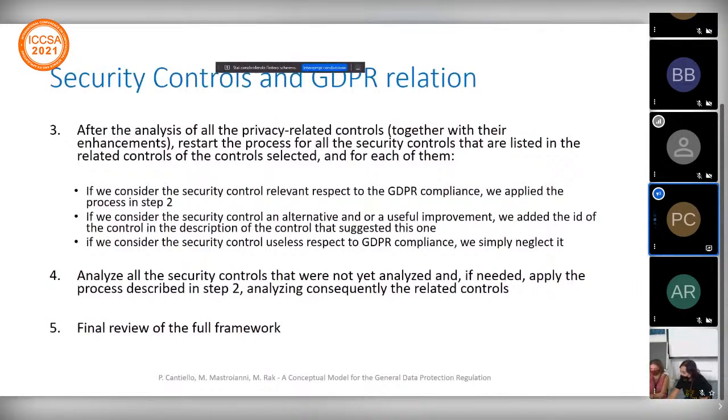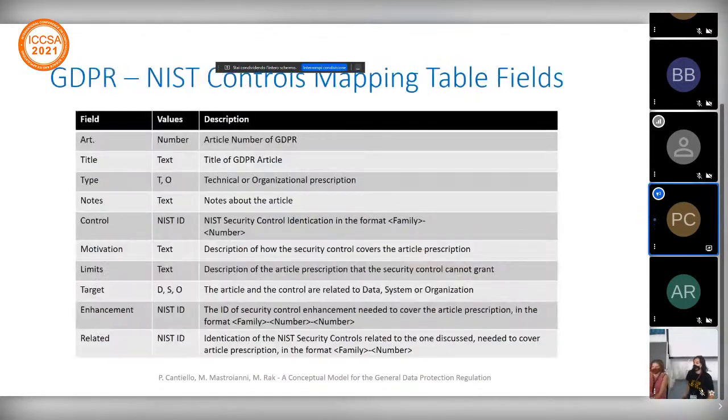And for each of them, if it is relevant, we can start the process again and apply also the steps before. If it's an improvement, we add the ID of the control and the description of the control. In the end, we analyze all security controls, and if needed, apply the process described in step 2. Okay. Sorry, only 2 minutes remain. Okay, go. And in the end, we have done a full review of the framework.